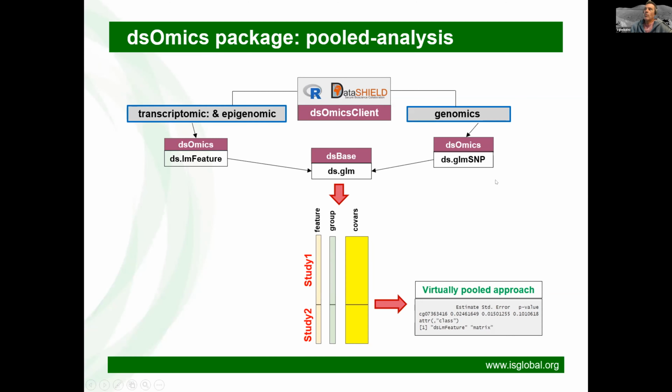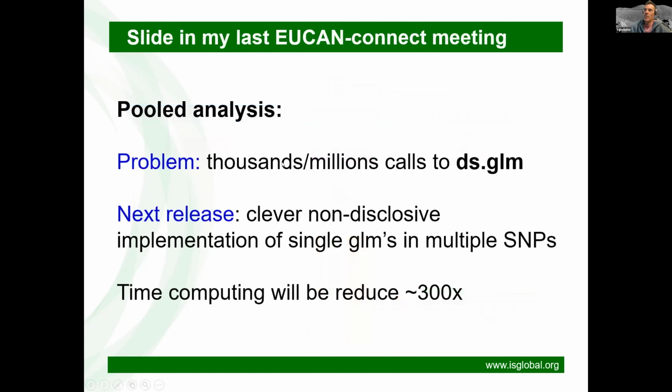So if you want to run the GWAS data analysis using the pooled data, what you are doing is calling dsGLM 1 million times. So this is not a good idea. This is not scalable for this problem. We would need to run thousands of millions of calls to dsGLM. This is not a good solution, even if we are using, for example, multiple cores.